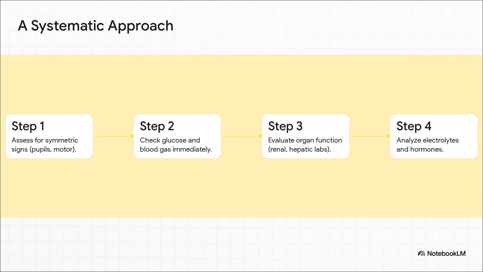Step 1. Look for those symmetric signs that point you towards a metabolic cause. Step 2. Get a glucose and a blood gas, STAT. These are your fastest and most critical lifesavers. Step 3. Send off the labs to check kidney and liver function. And finally, Step 4. Analyze the electrolytes and consider those hormonal causes to complete the picture. You follow these steps, in this order, every single time.